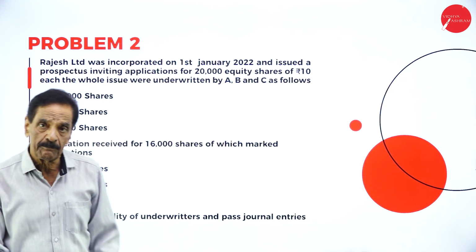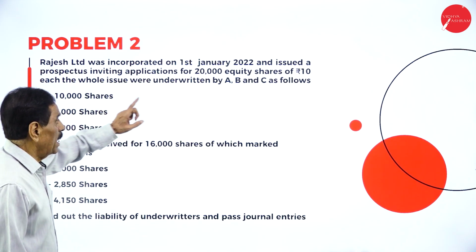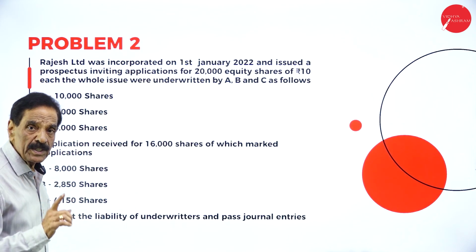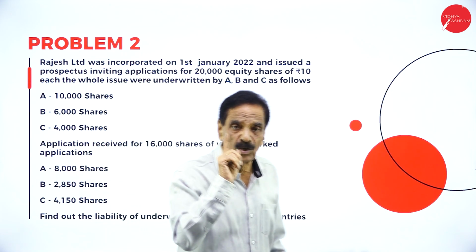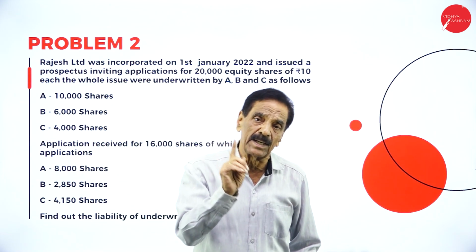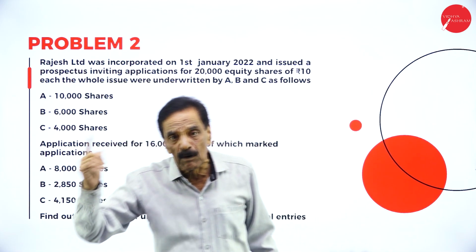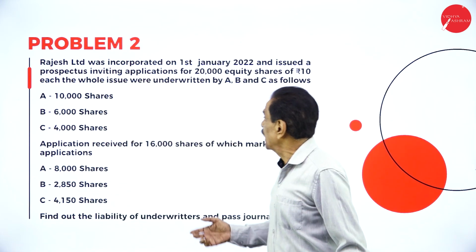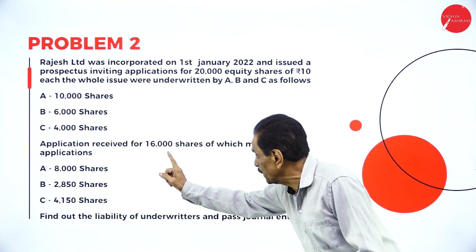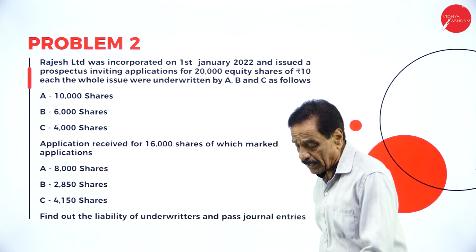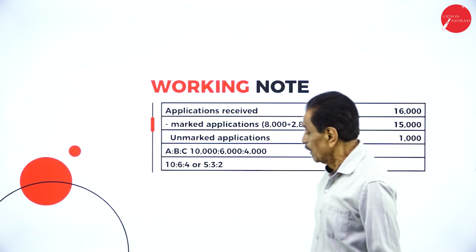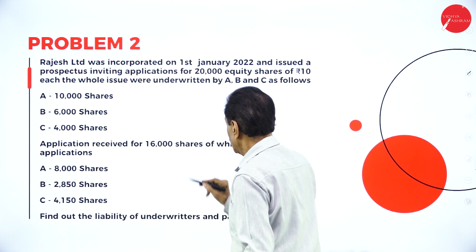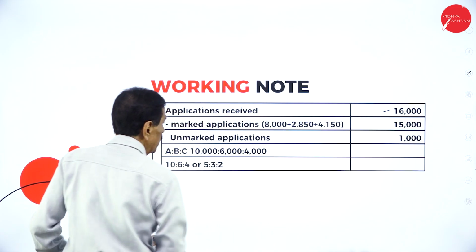This is for 15,000. See how many shares are there? 20,000. How many applications received? 16,000, which includes marked applications. In the last session, I told you when I receive the application, it includes marked application and unmarked application. It may be marked, it may be unmarked. Here, how many shares are there? 20,000. How many applications received? 16,000, which is marked. See the working note.